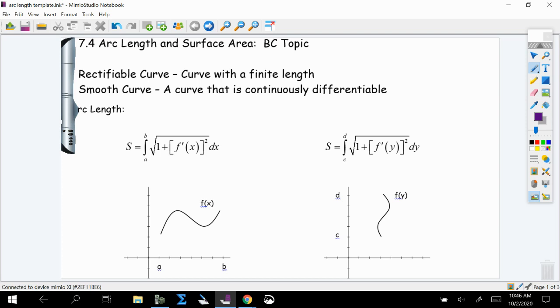All right, so our next topic in chapter 7 is 7.4, and it's about arc length. You'll notice in the title here it says arc length and surface area. Surface area was actually a topic that was taken off of the AP test about 5 to 10 years ago. So I am not going to talk anything about surface area since it's not on the test, but I am going to talk about what it means to find the length of an arc.